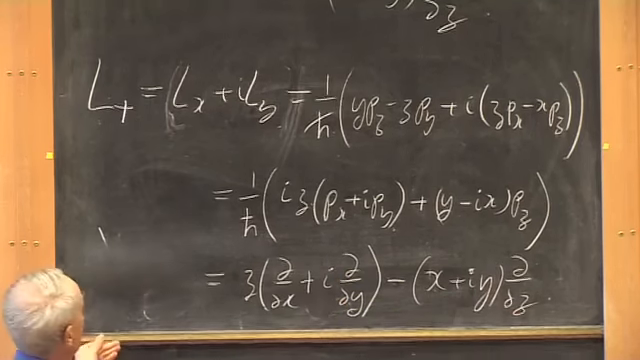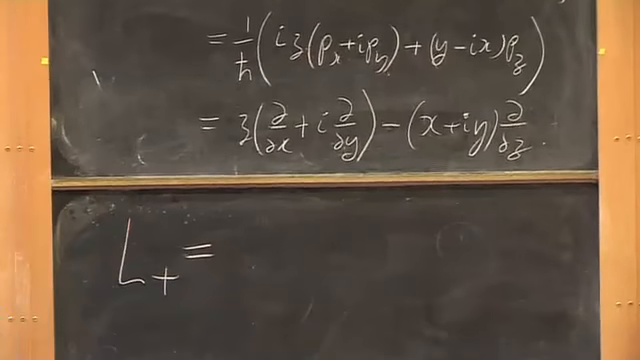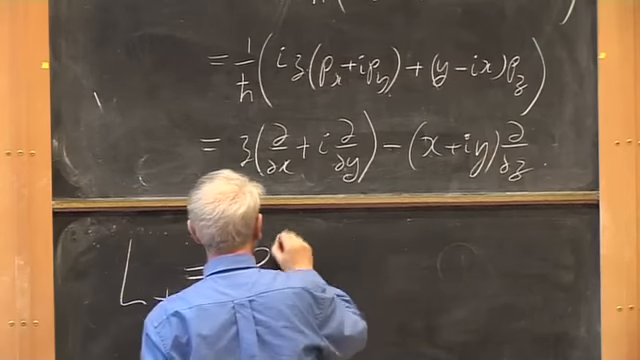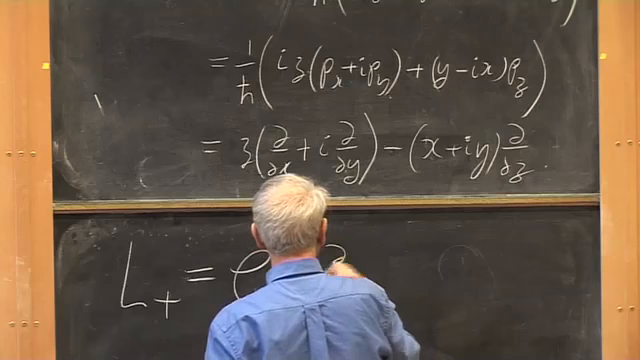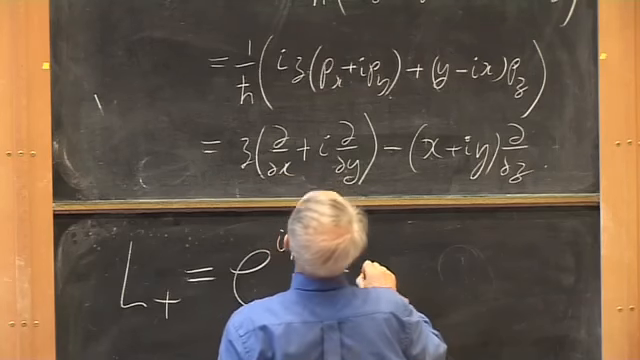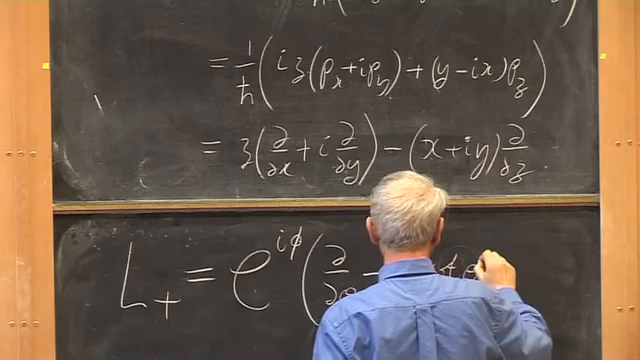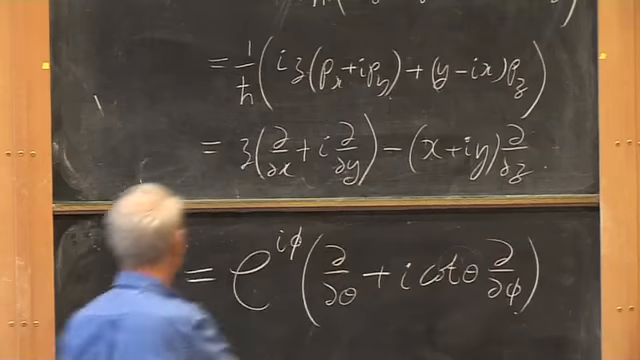So we have established a very important result, that L plus in the position representation is the differential operator e to the i phi brackets d by d theta. It's plus, isn't it? Plus i cotangent theta d by d phi, close brackets.